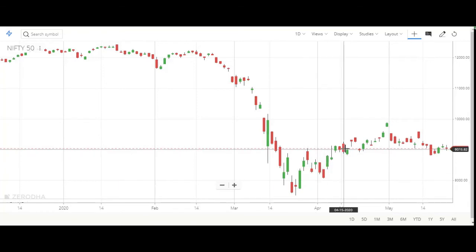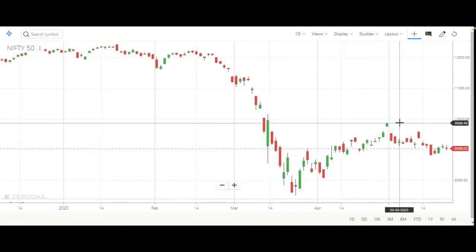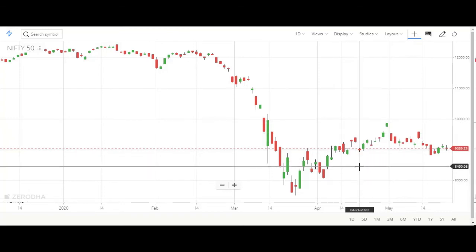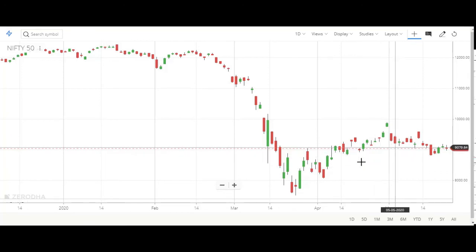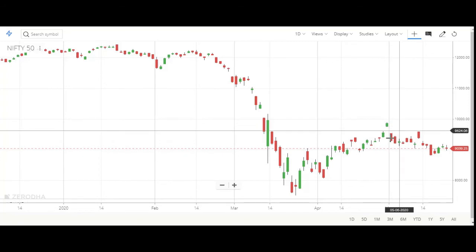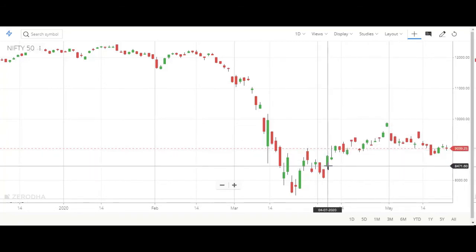After forming this bullish Marubozu candle, you can see that the stock price started moving up, and it went to a high of around 9800 levels. It moved almost 1500 points. So you don't want to wait till the entire move.